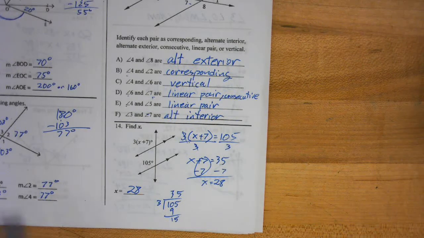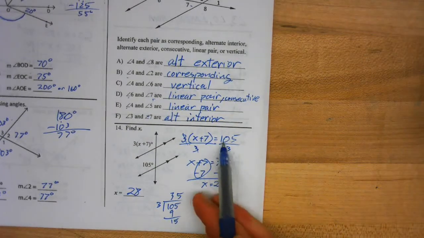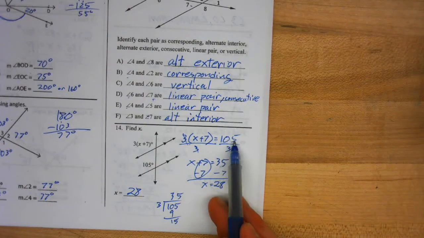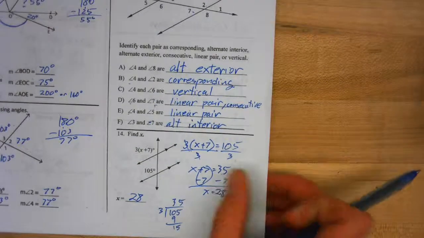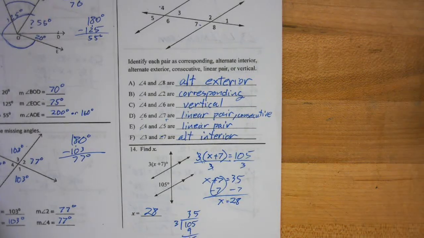Interesting fact, if the digits in a number add up to a number divisible by 3, that number is divisible by 3. So I knew that 105 was divisible by 3 because 1 plus 5 is 6. 6 is divisible by 3. All right. That's it for this video. That's 11 minutes.